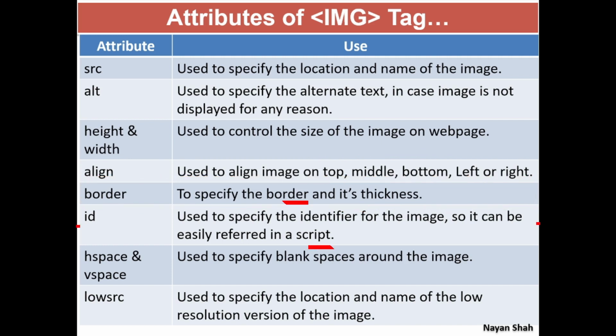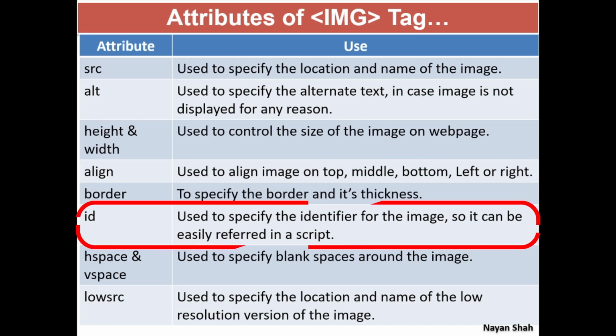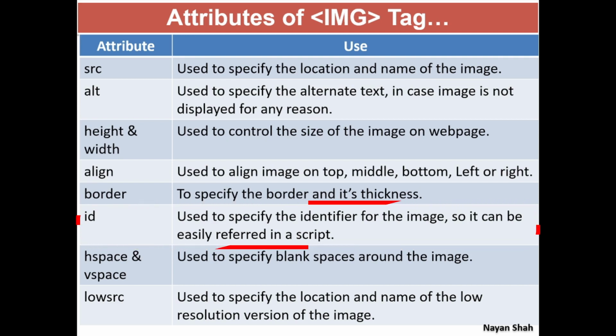ID attribute is used to uniquely identify the image on the web page. So it is used to identify the image so that if we are writing a program on the web page and using that program, if we want to identify or refer to that image, we can do that using the ID attribute. ID attribute comes in higher standards, 11th and 12th standard.